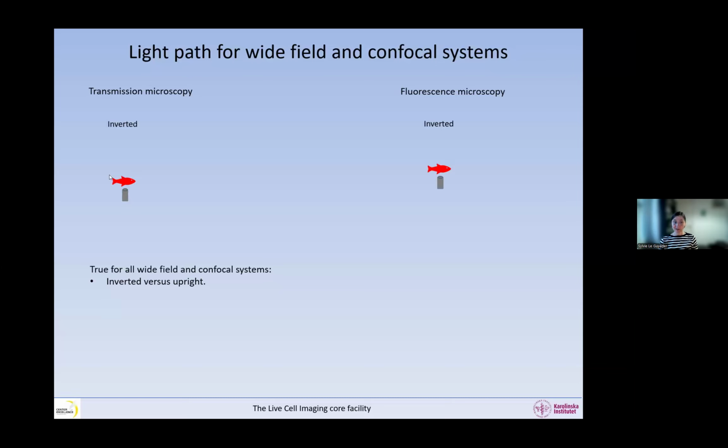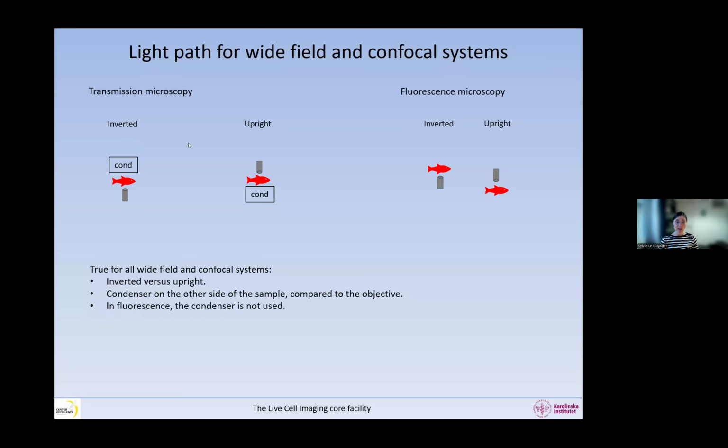Okay, so here we have our little sample, which is a fish, and we have our objective. So this is inverted, the objective is below the sample. And then we can have upright, in which case the objective is above the sample. The condenser is always on the other side compared to the objective. So here we go, we have the condenser here and we have the condenser here. This is for transmission microscopy. But in fluorescence, we do not use the condenser. So even if we have it, we don't use it, okay? But it's anyway always on the other side.